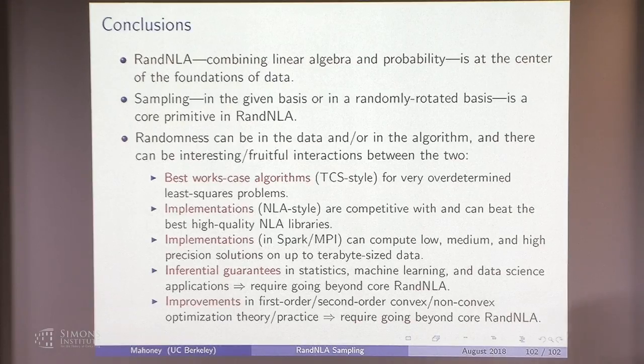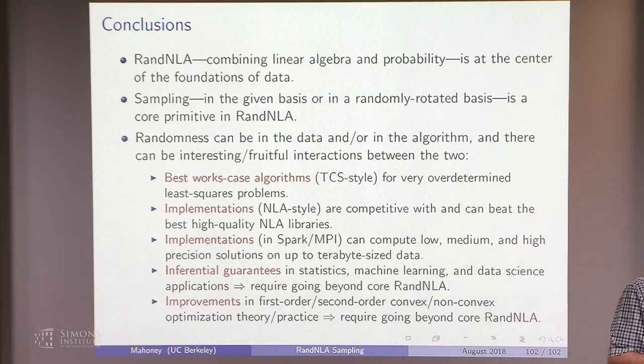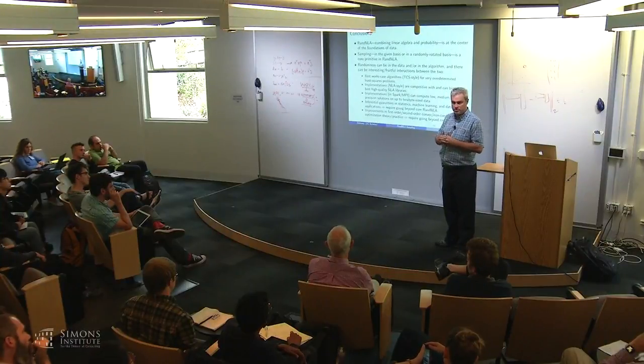So with that, let me wrap up. A lot of this is at the center of these foundations of data questions, but in a relatively simpler setting. Linear algebra was used to model these matrices, but it also feeds into a lot of these other problems. And randomness can be used in the data, in the algorithm, and in a range of ways that toggle between the two. So with that, let me wrap up, and I guess we'll call it a day, unless there are any questions.